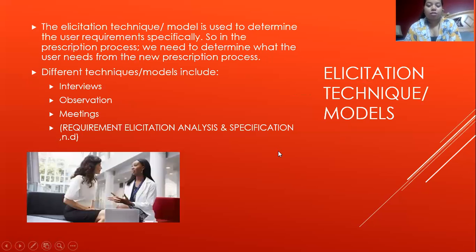The elicitation technique model is used to determine the user's requirements specifically. So in the prescription process, we need to determine what the user needs from this new prescription process. Some different techniques or models include interviews, observations, and meetings.